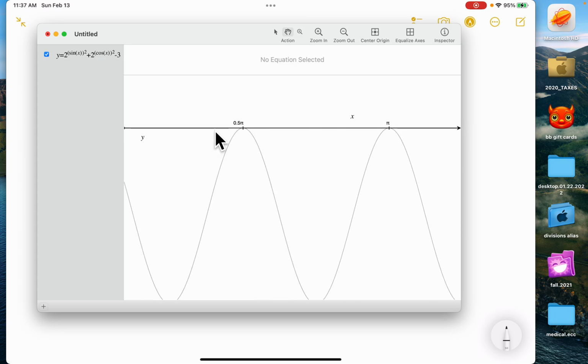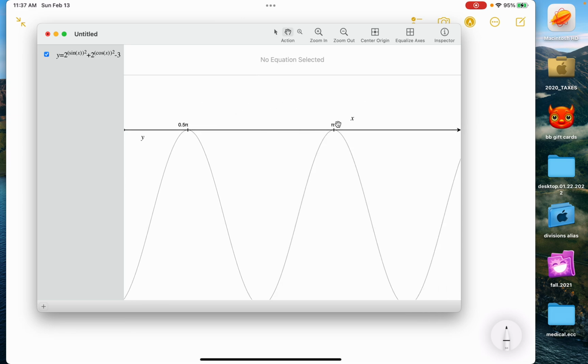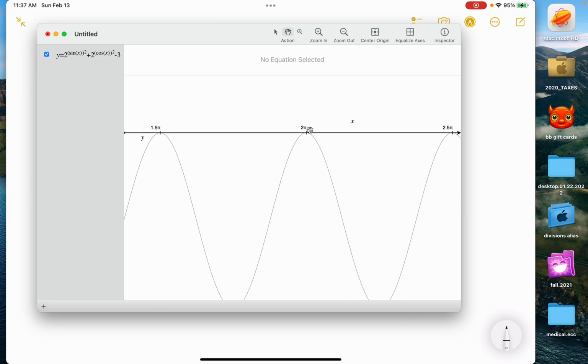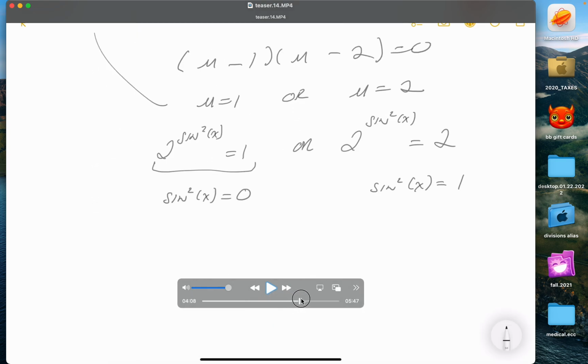Just looking at it, when I say I'm looking at numbers here, 0, 0.5 pi is actually pi over 2. This is 2 pi over 2. This is 3 pi over 2. This is 4 pi over 2. So what am I verifying? I'm verifying that the answer I got over here is in fact true, and I'm doing that visually.